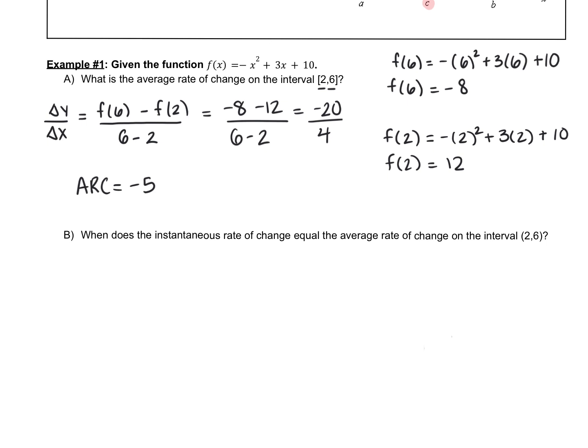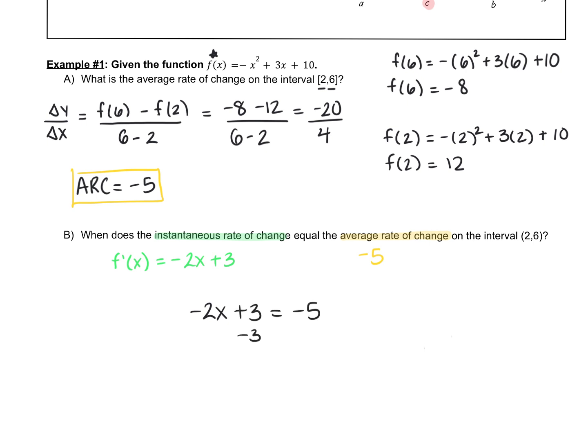So in part B, I'm asking you to tell me, when is the instantaneous rate of change equal to the average rate of change? So instantaneous rate of change means derivative, so we need to find that. So I'm going to start with this function up here, f of x, and I'm going to take the derivative. So f prime of x is a simple power rule, negative 2x plus 3. And I want to set that equal to the average rate of change, which I found in part A to be negative 5. So when are these equal? Negative 2x plus 3 equals negative 5.